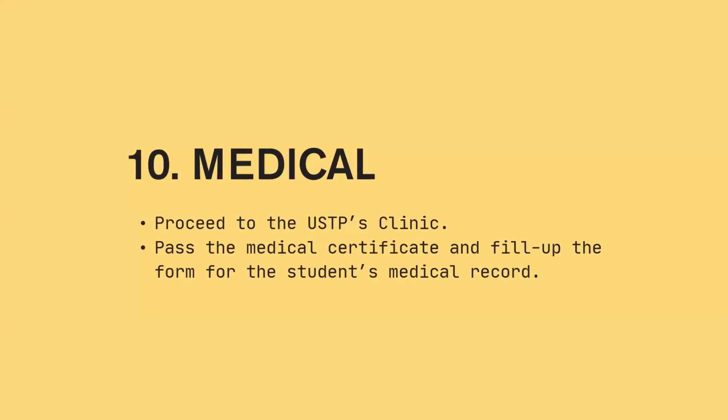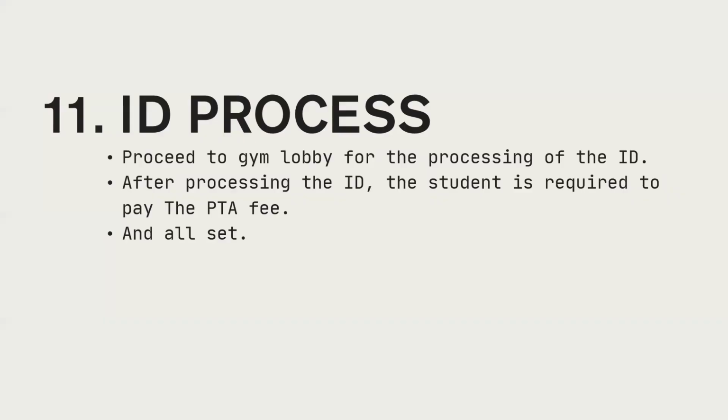Next is the medical. Proceed to the USTP clinic and provide a medical certificate and fill up the form for the student's medical record. Next is the ID process. You proceed to the gym lobby for the processing of ID. Then after processing the ID, the student is required to pay the PTA fee. And last, you are now all set.